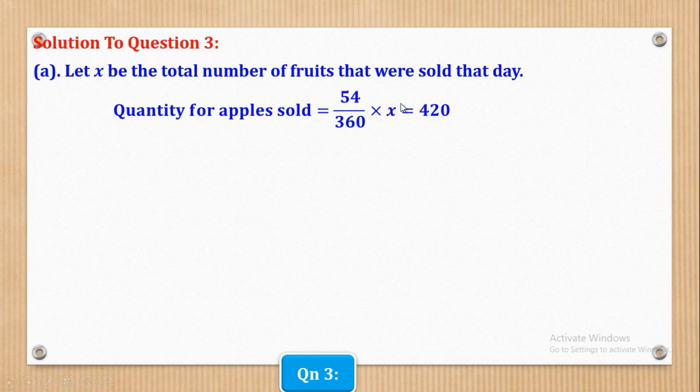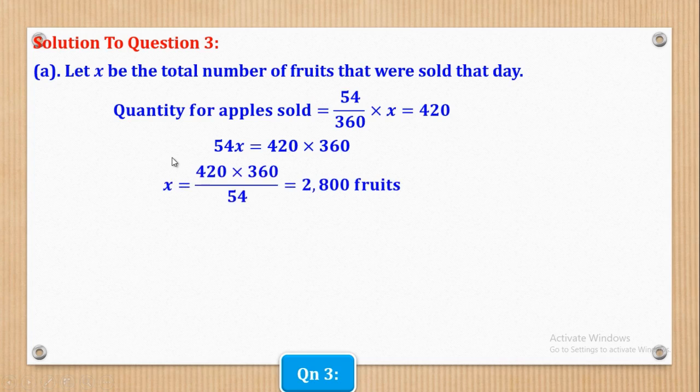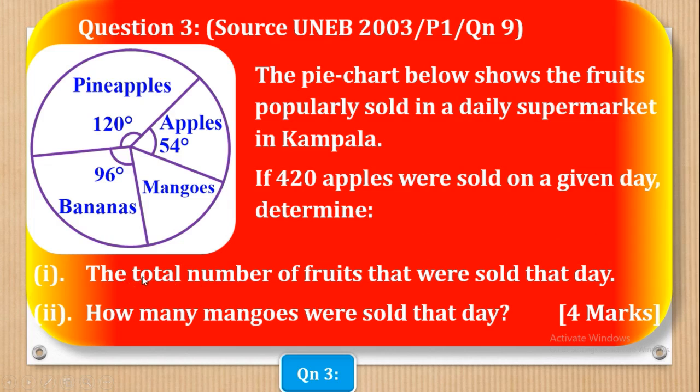Now when I cross multiply, I'll come up with 54x being equal to 420 multiplied by 360, and when I make x the subject, I'll come up with x being equal to 2,800 fruits. So basically that's what they wanted in part A, total number of fruits sold that day. Now we shall go to Roman 2. Roman 2 says how many mangoes were sold that day.